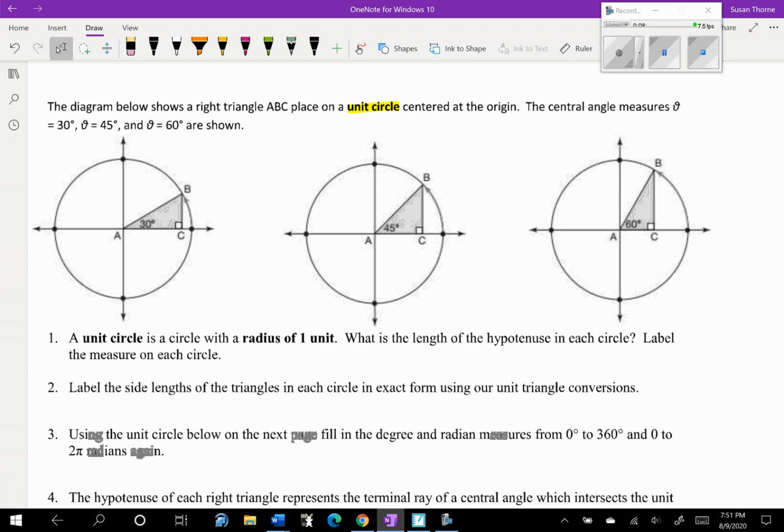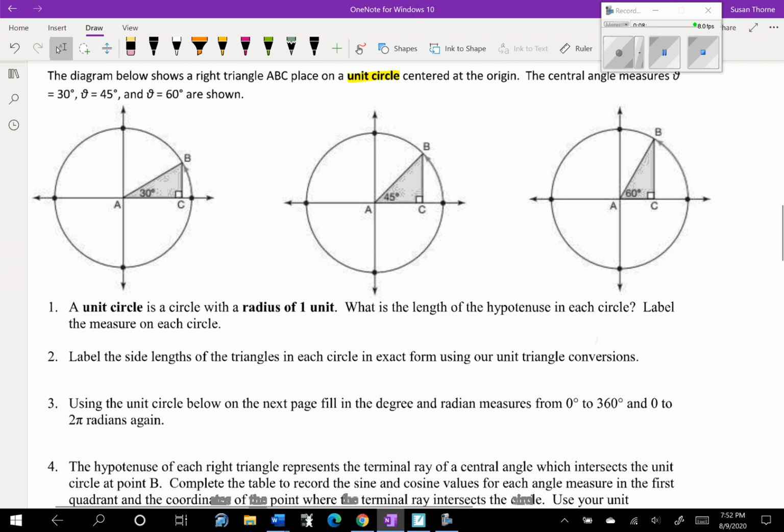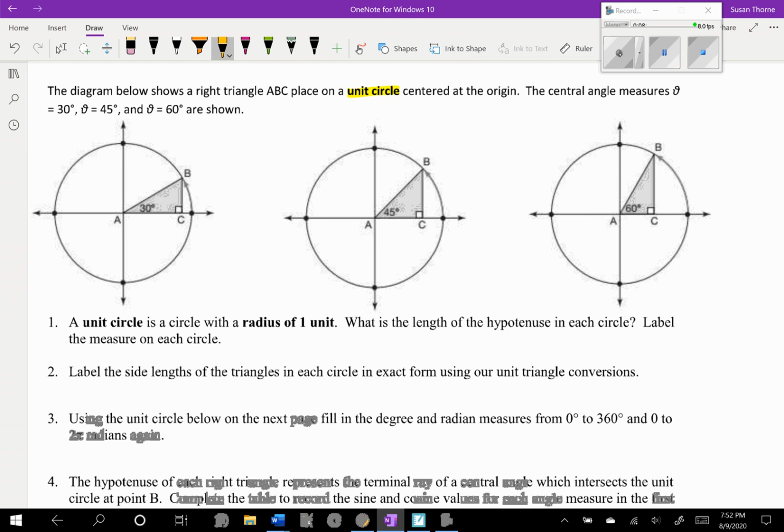So the diagram below shows a right triangle ABC in the plane in the unit circle, centered at the origin. The central angle measures theta as 30, 45, and 60 degrees as shown. So for this first one, it says a unit circle is a circle with radius of 1 unit. What is the length of the hypotenuse in each circle? Label the measure on each circle.